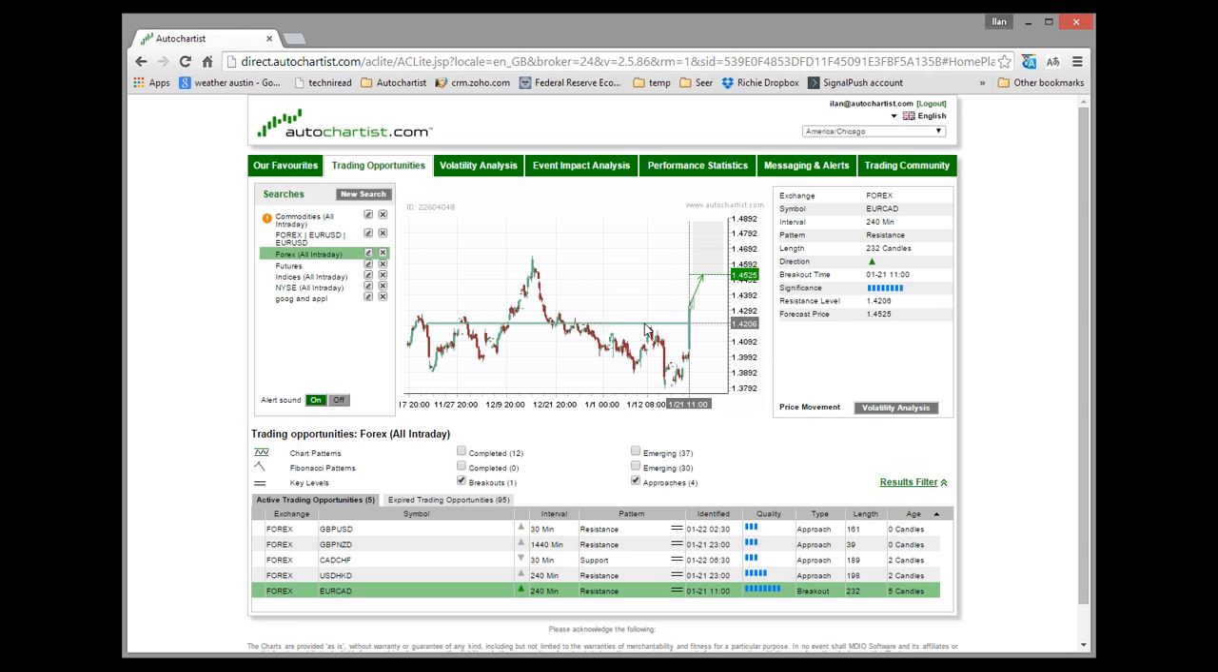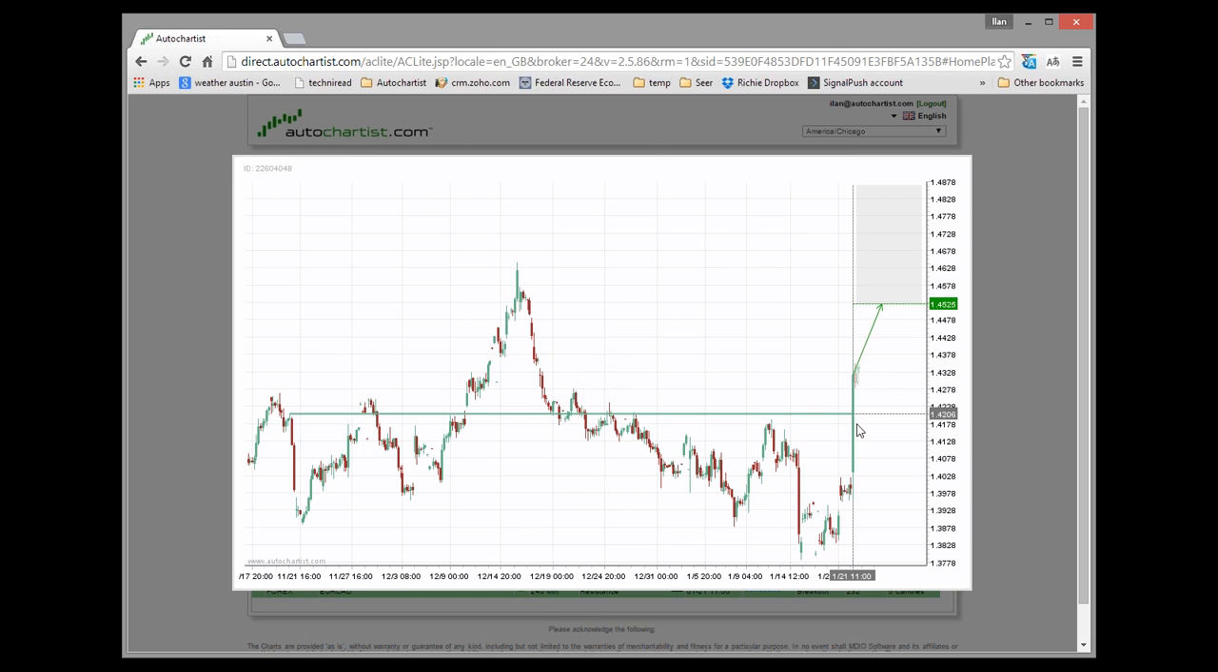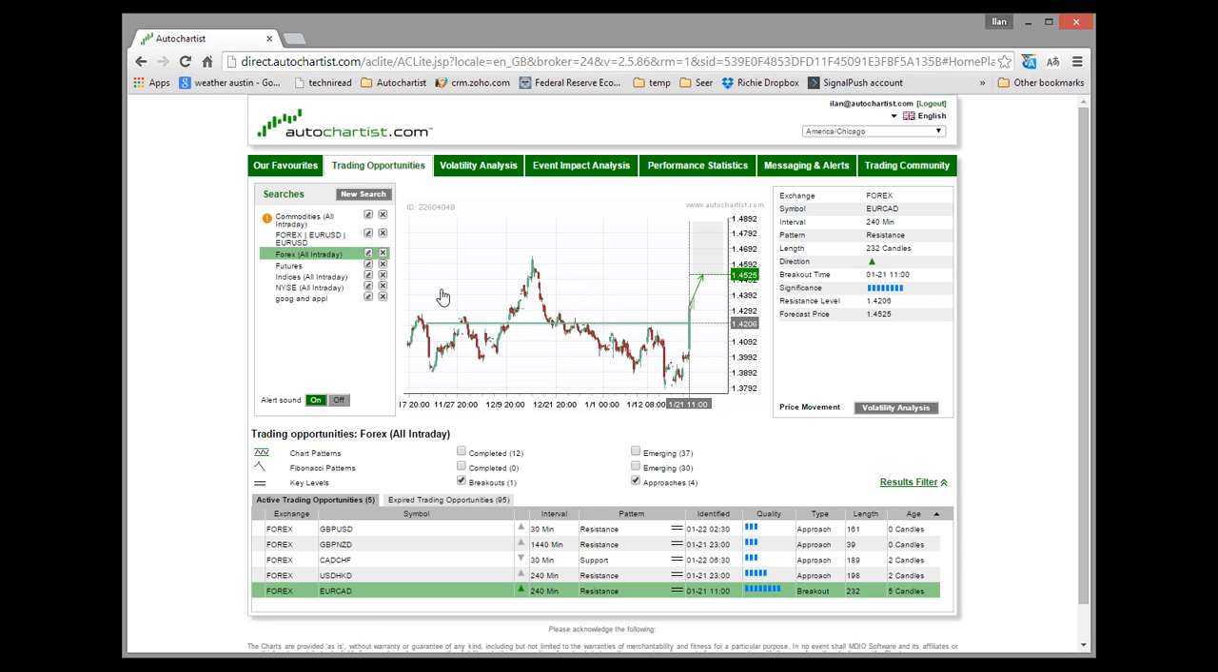Here is an example in EuroCAD where we identified a very strong breakout through a resistance level of 142.06, and we provide a forecast up to 145.25. Now, of course, I never promote anybody simply trading blindly on Autochartist. You've got to use Autochartist as another input for your trading strategy. And you can look at the entire market with Autochartist.